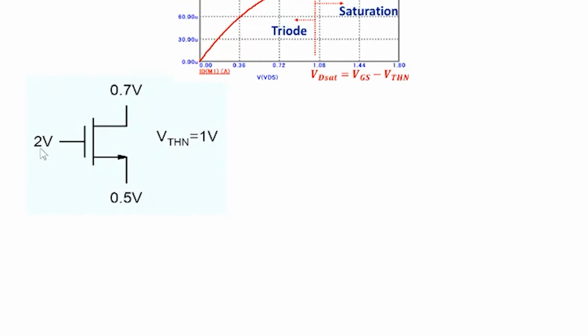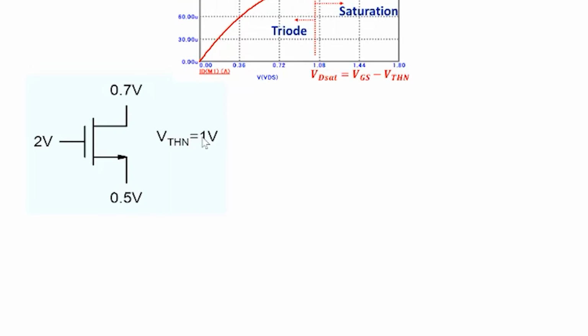Suppose we are given a MOSFET with 2 volt applied to the gate, 0.5 volt to the source, and 0.7 volt to the drain. And VTH in almost all cases we'll consider to be 1 volt. We want to know, first of all, is the device above threshold or below threshold? And if it is above threshold, is it in the saturation region or the triode region? To determine whether it is above or below threshold, we take VGS. The gate is 2 volt and the source is 0.5, so VGS is 2 minus 0.5, which is 1.5. 1.5 is larger than VTH, so we are above threshold.